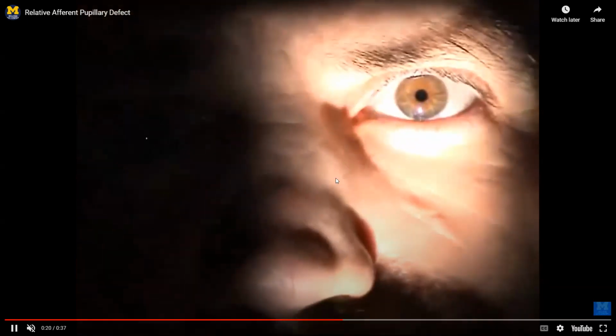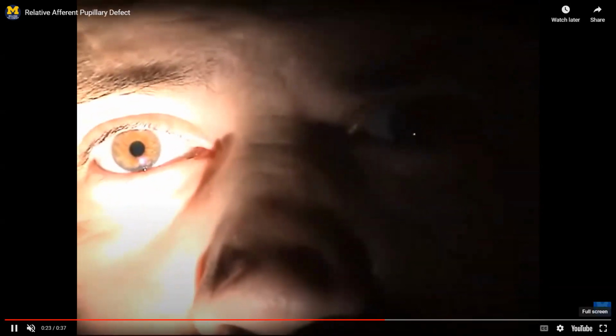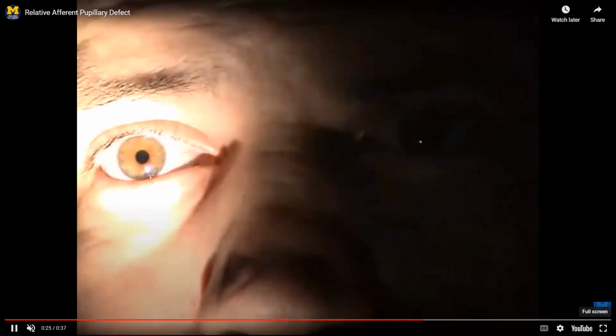Yeah, may positive RAPD siya sa right eye in this case. Yeah, nagda-dilate. Okay.